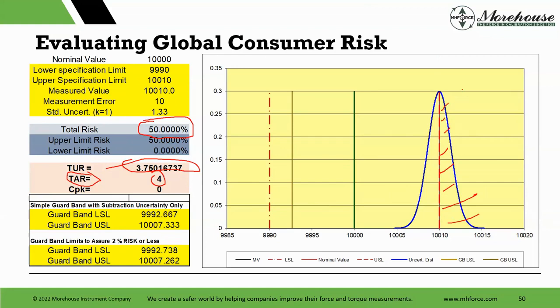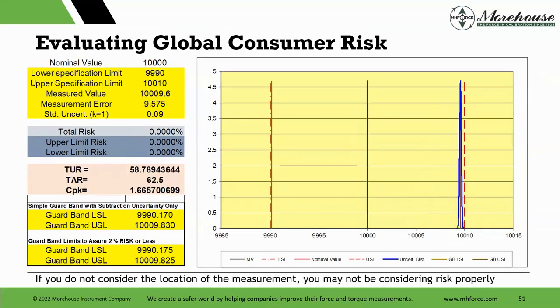So if you're going to a calibration supplier and they're doing simple acceptance and you're saying plus or minus 10, they record the reading at 10,010. They say, hey, pass, your device is within specification. It's within the tolerance limit. They've effectively given you 50% risk. And every measurement you make, it's going to continue downstream. And this is where the bad things happen, right? If you do not consider the location of the measurement, you may not be considering risk properly.